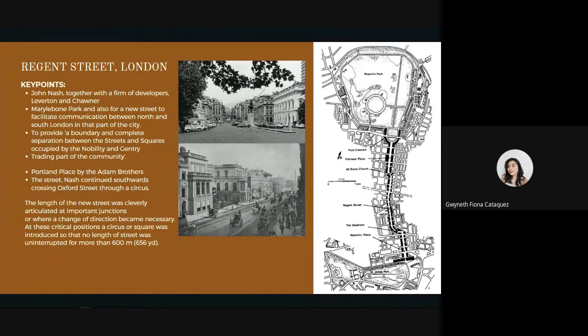Portland Place, by the Adam Brothers and the finest street in London at the time, was the northernmost starting point for the new street. The street, Nash continued southwards, crossing Oxford Street through a circus. The length of the new street was cleverly articulated at important junctions or where a change of direction became necessary. At this critical position, a circus or a square was introduced so that no length of street was uninterrupted for more than 600 meters. Next slide, please.